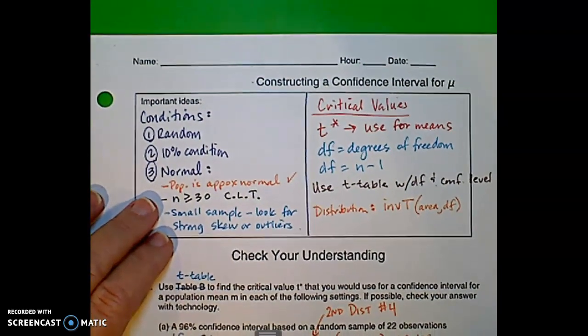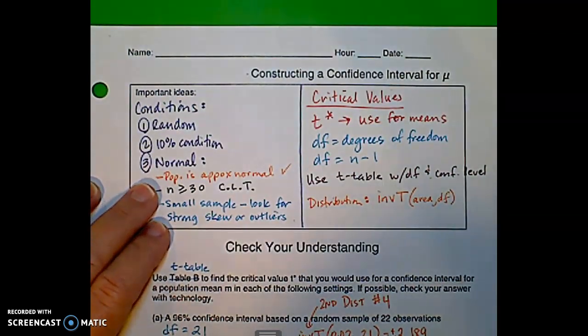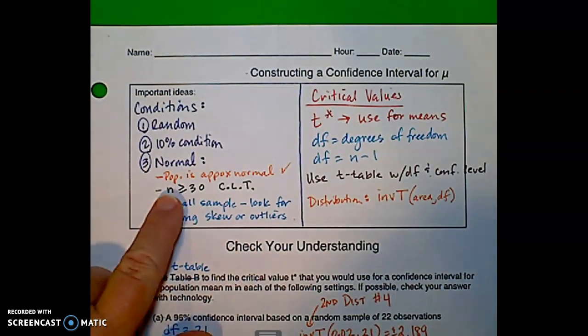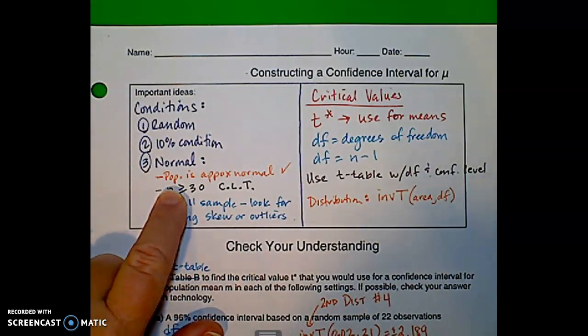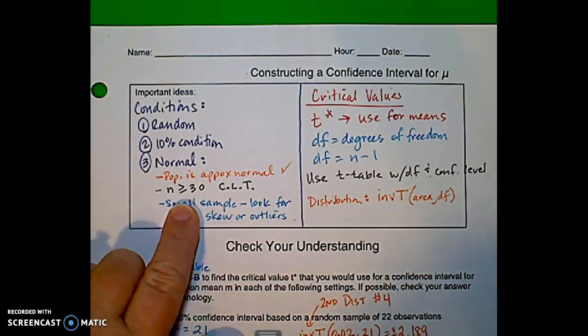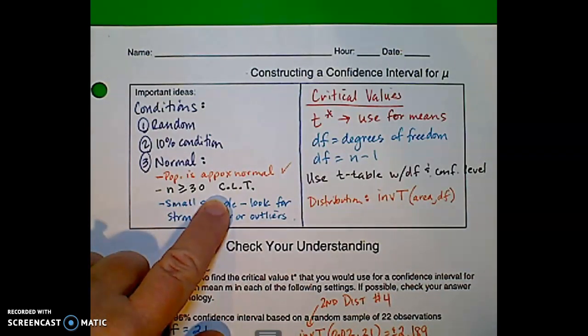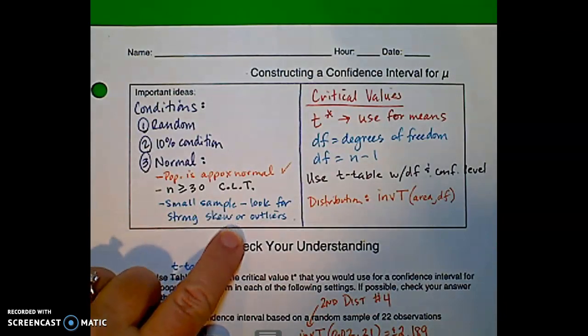Condition number 3 is related to whether or not we can use a normal distribution. The population is approximately normal. We would expect that for mass production of Oreo cookies, but specifically to this problem, our sample size is 30, so we satisfy the conditions under the central limit theorem.